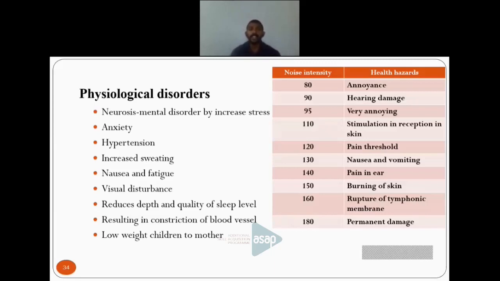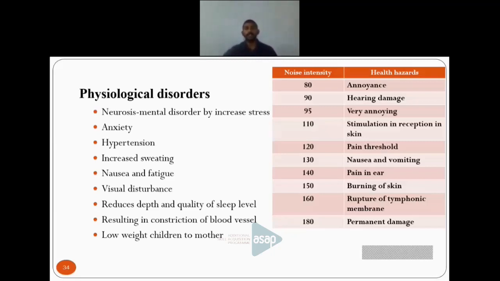And next is nausea and fatigue, where we get a tendency to vomit. And next is visual disturbance. There are chances of fainting. The higher noise impact will cause fainting and visual disturbance. We may not be able to see what is there. And as we have already seen, reduced depth and quality of sleep results in constriction of blood vessels, so breakage of a blood vessel may also happen.